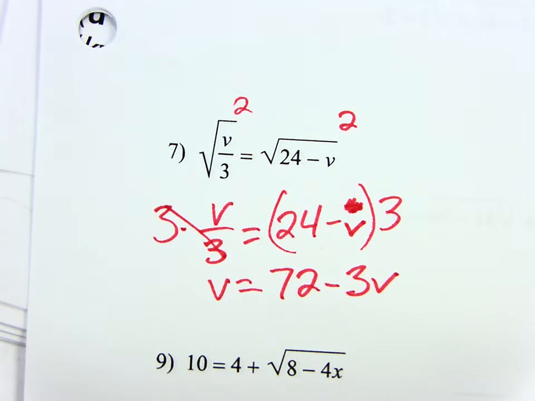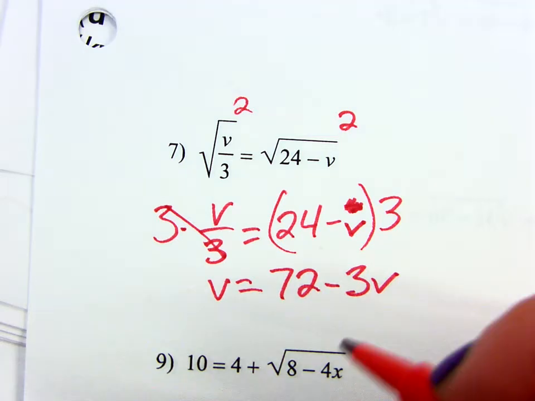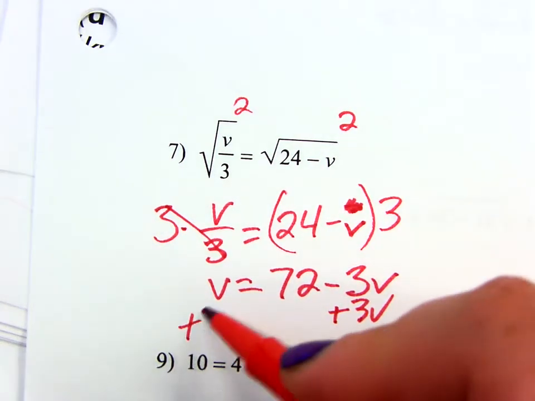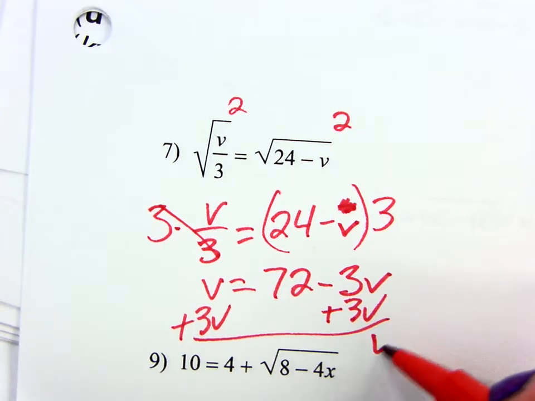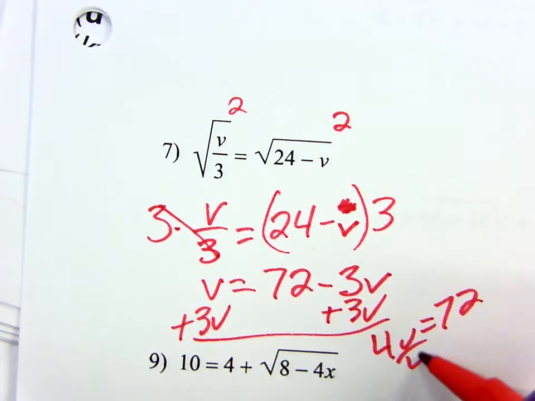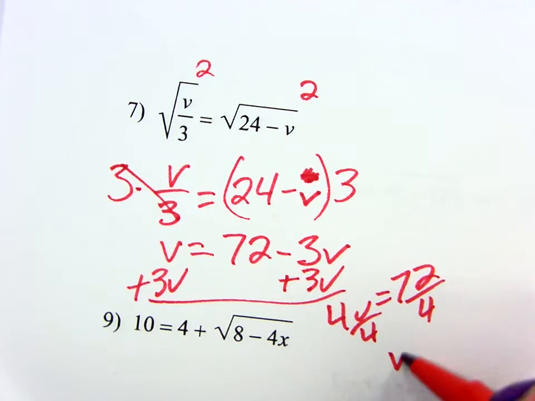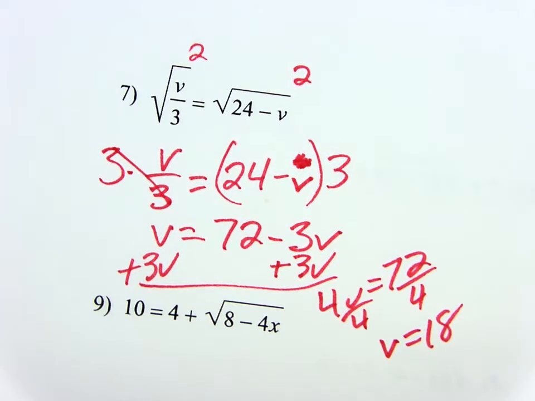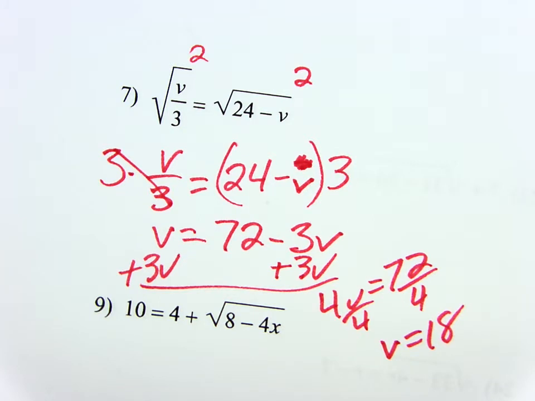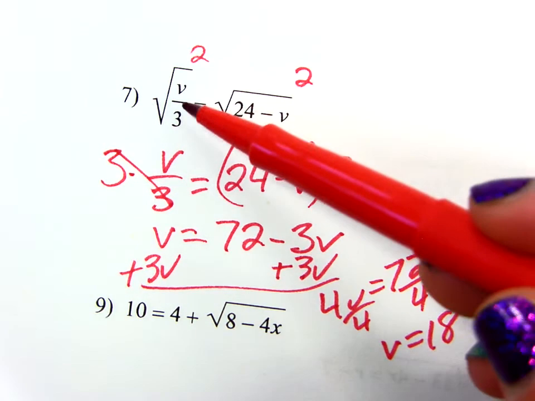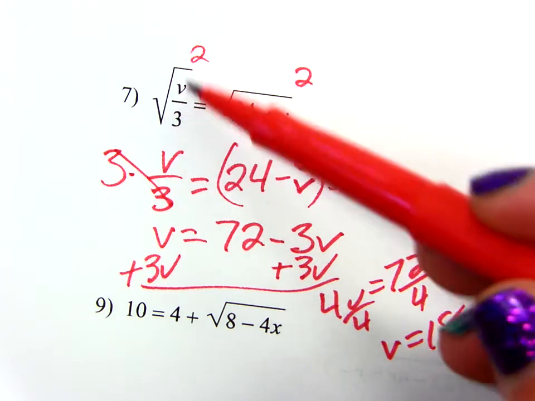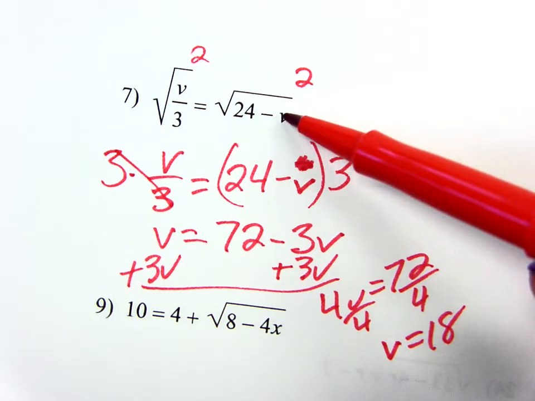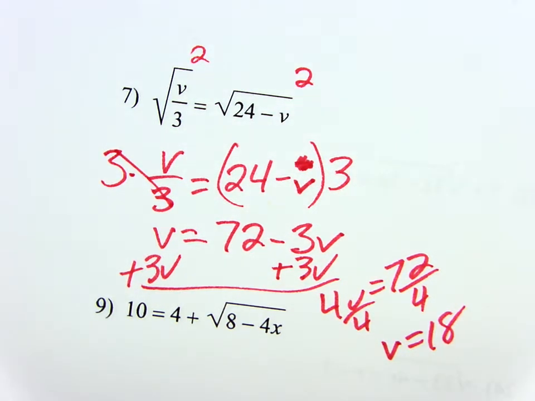Now what are you going to do? Look at you guys go. So now I'm at 4v equals 72. So I just get 18. Don't forget to check it real quick. 18 over 3 is 6, so on the left I get square root of 6. 24 minus 18 is 6. I get the square root of 6 over here too. So it looks good.